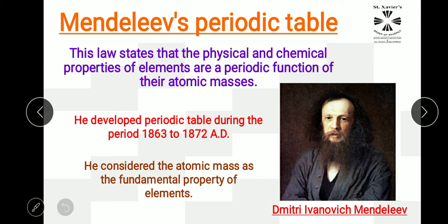He developed the periodic table during the period of 1863 to 1872 AD. He considered the atomic masses as the fundamental property of elements. He was working on the basis of atomic masses. He was trying to arrange the elements as per the atomic masses, students.